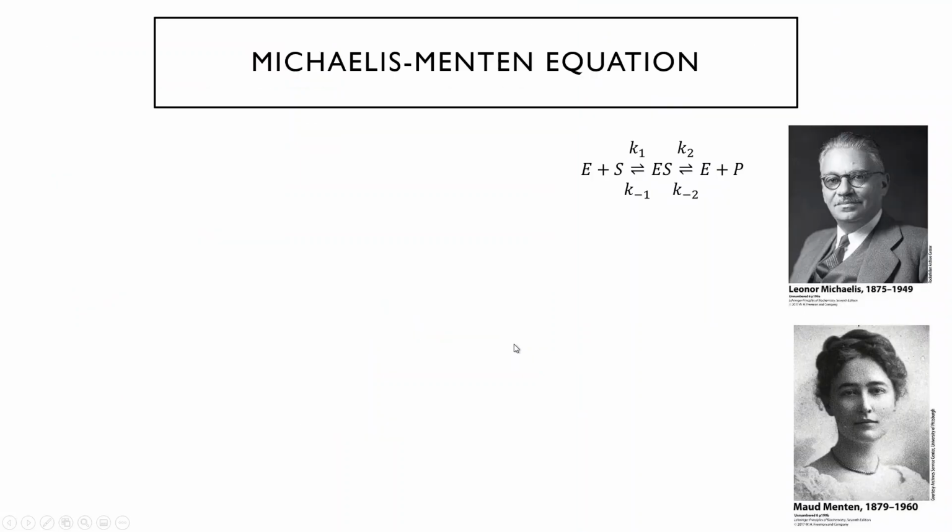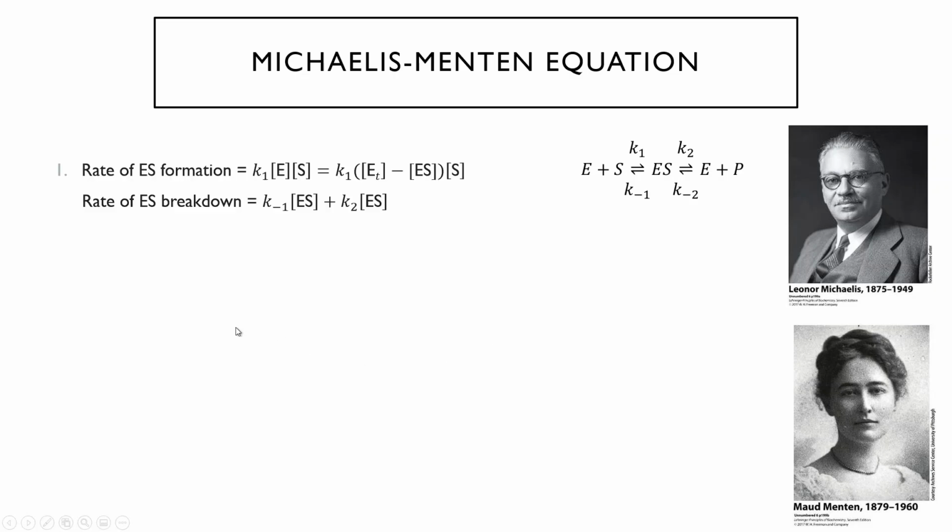So again, this is kind of a simple model of how enzymes work. And then these two folks, Leonor Michaelis and Maud Menten, worked out a mathematical way of describing how the initial velocity of a reaction changes with substrate concentration. And they used a few assumptions.